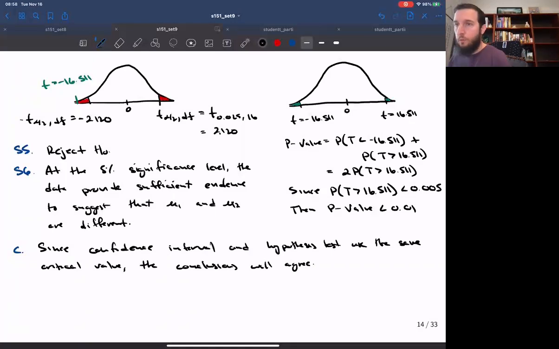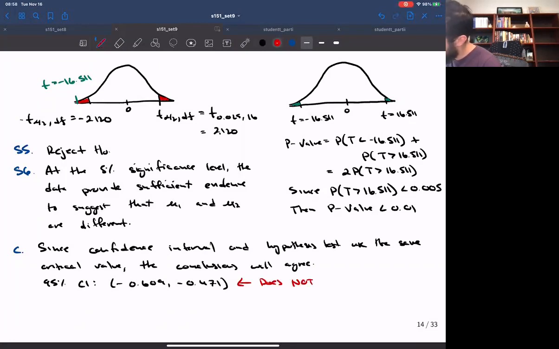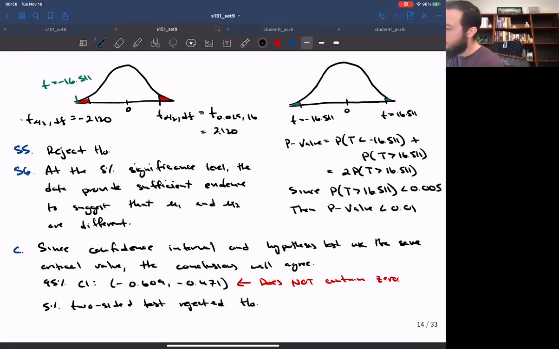agree. Okay, so we can see the 95% CI was negative 0.609 to negative 0.471. So this does not contain zero. The 5% two-sided test rejected H0. So this is basically saying evidence that mu1 minus mu2 does not equal zero.